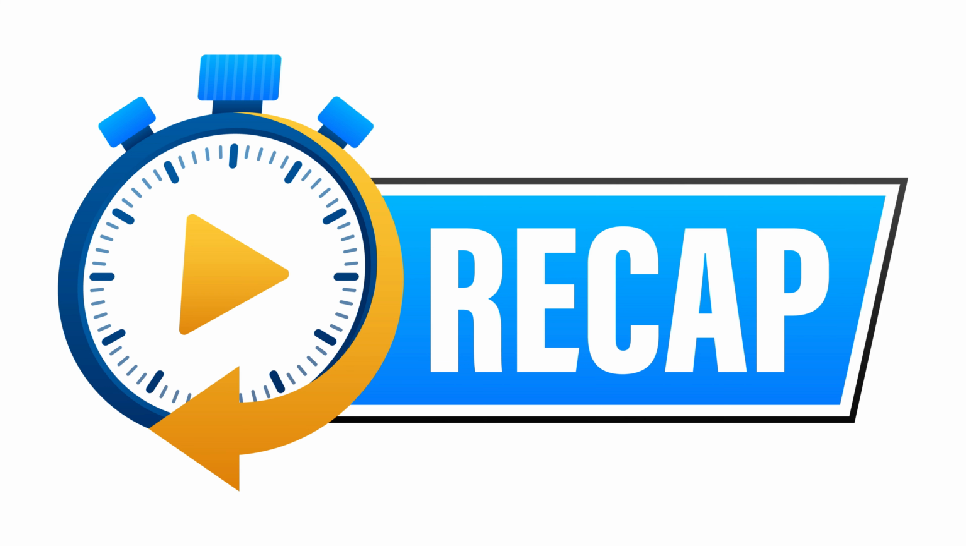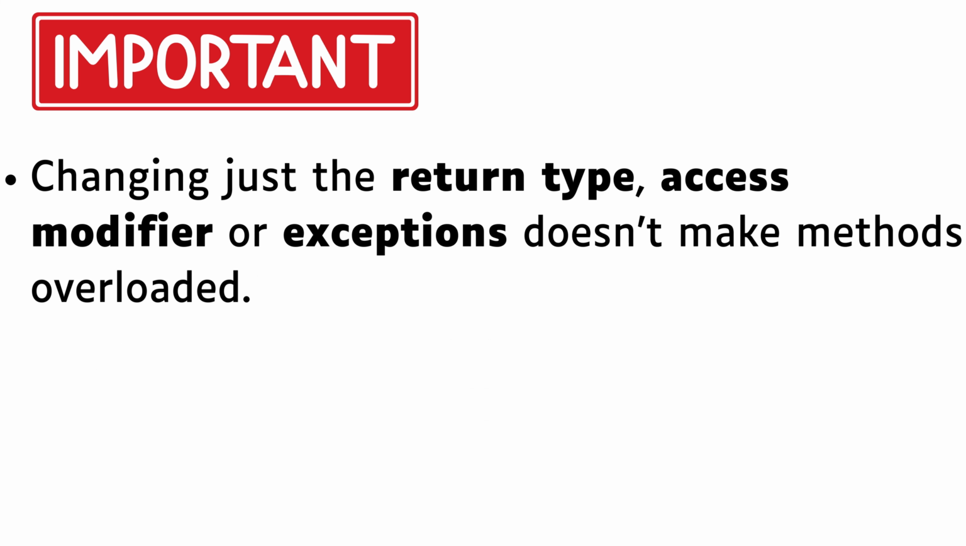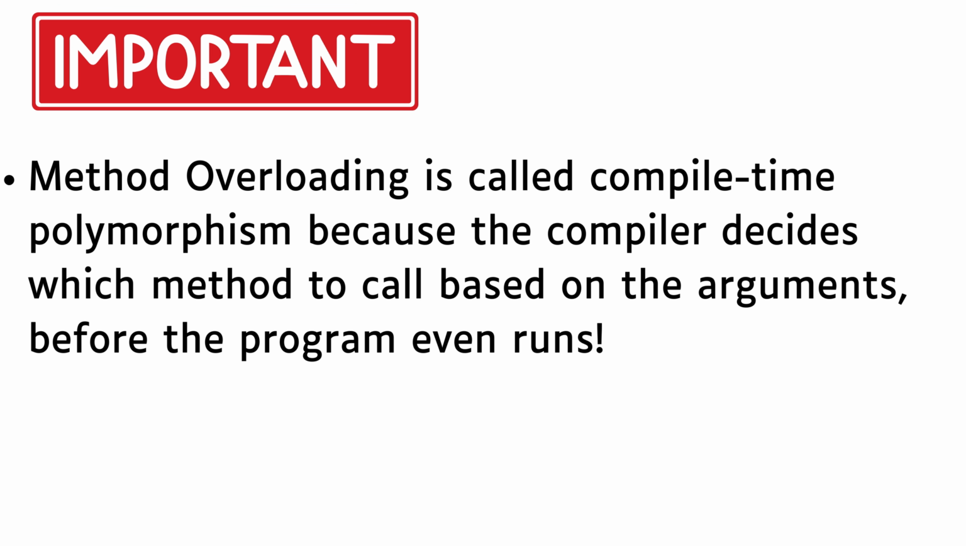Well, that's all about the basics of method overloading. Let's do a quick recap. We saw that methods are overloaded when they have the same name but different parameter lists. The difference can be in the number, type, or order of parameters. We also learned that changing just the return type, access modifier, or exceptions doesn't count as overloading. And of course, it's called compile time polymorphism because the compiler decides which method to call based on the arguments before the program even runs.